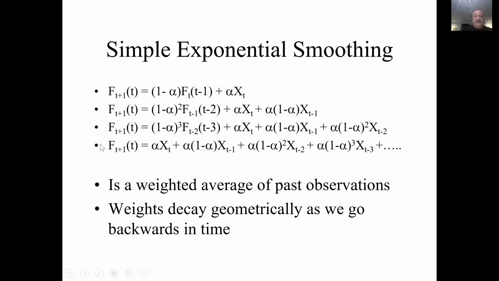And the forecast you get is you take the most recent observation times alpha, plus the second most recent observation times alpha times 1 minus alpha, the third most recent observation times alpha times 1 minus alpha squared, etc. So it's a weighted average of past observations, but these weights decay geometrically as we go backwards in time.